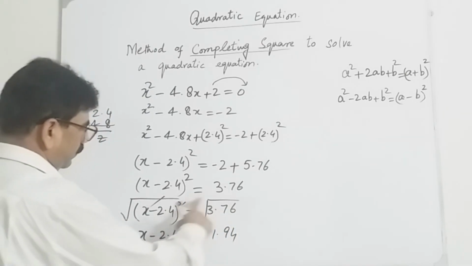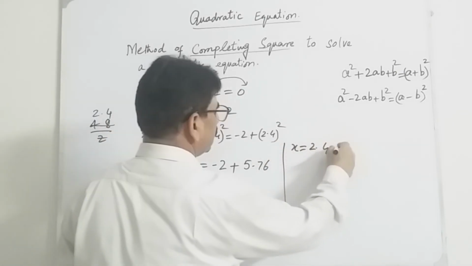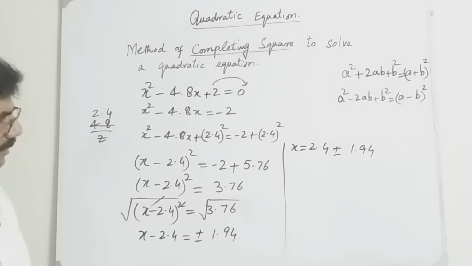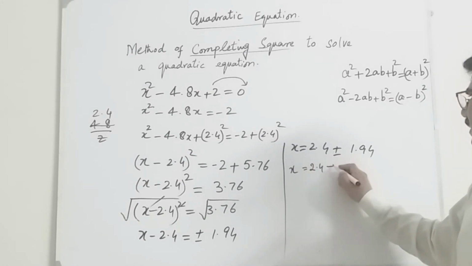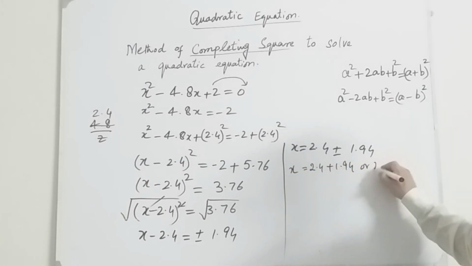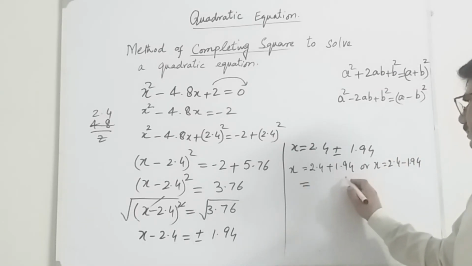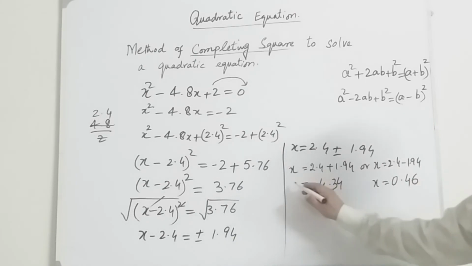This 2.4 will be shifted on this side. It will become x equal to 2.4 plus minus 1.94. Now this equation can be written as x equal to 2.4 plus 1.94 or x equal to 2.4 minus 1.94. This will become 4.34 and this will become 0.46. So these two values of x will give us solution of this quadratic equation.